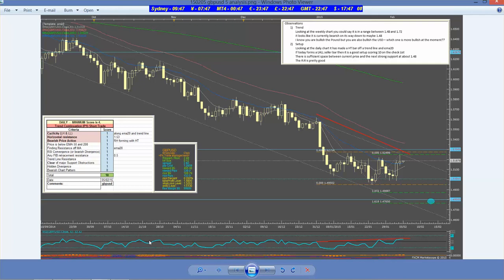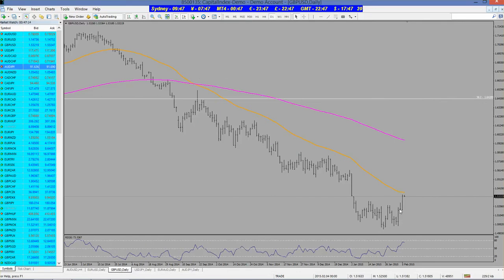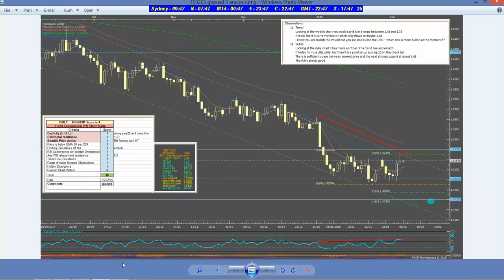Looking at the daily chart, has it made a high test bar off a trend line? Was it a high test bar? Oh, that one there. Yep. High test bar off the daily trend line and 20 EMA. If it today forms a lower high, then it is a good setup, score 10. Okay. There's sufficient space between current price and the next support at 150. Well, 148. If you can get through 150, it'll definitely go to 148. There's no brainer there.